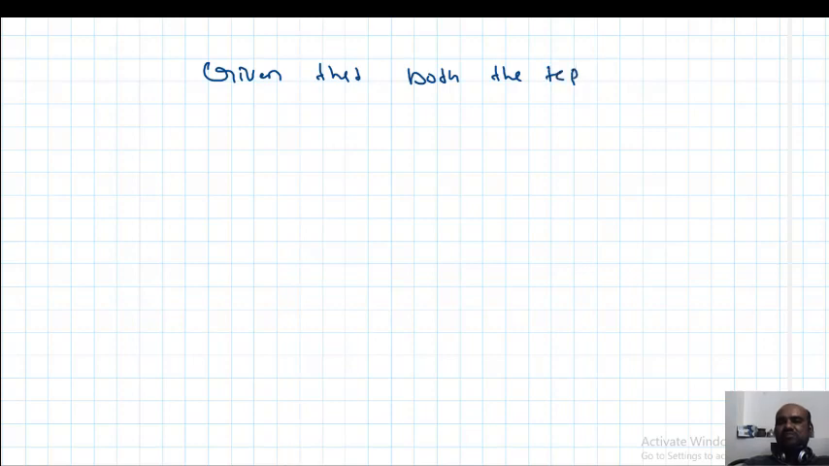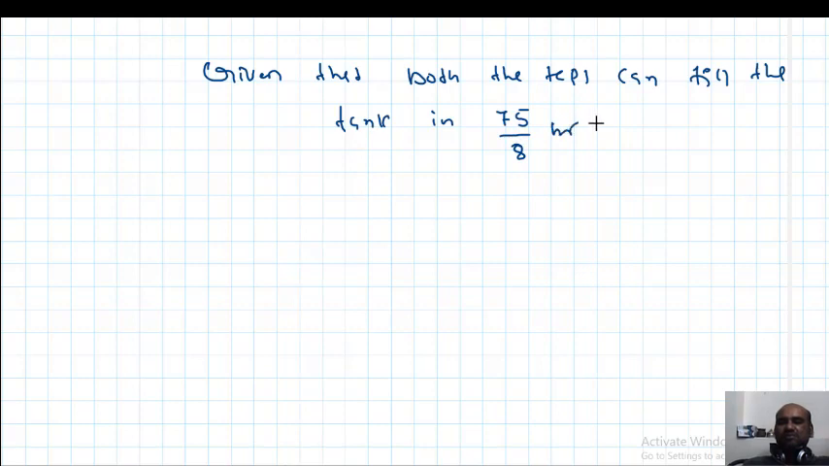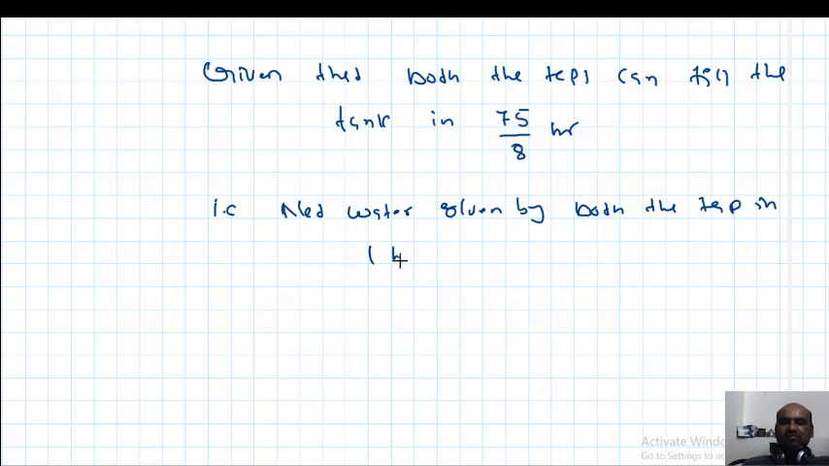Okay, next, given that both the taps can fill the tank in 75 by 8 hours, that is, the net water given by both the taps in 1 hour is equal to 8 by 75th part only, no?